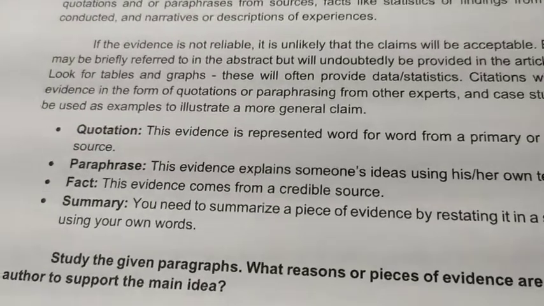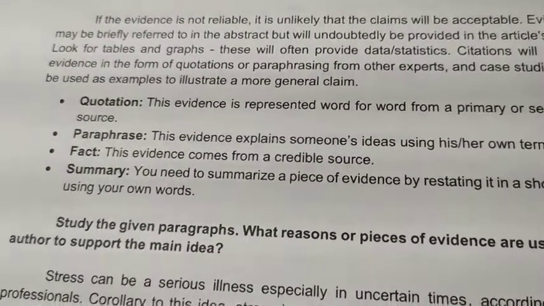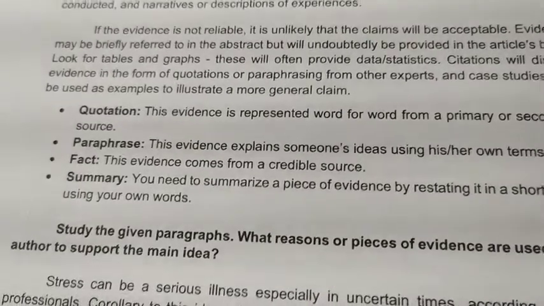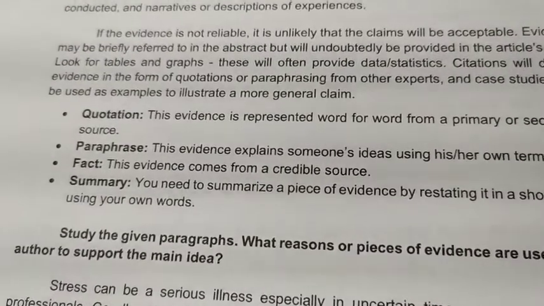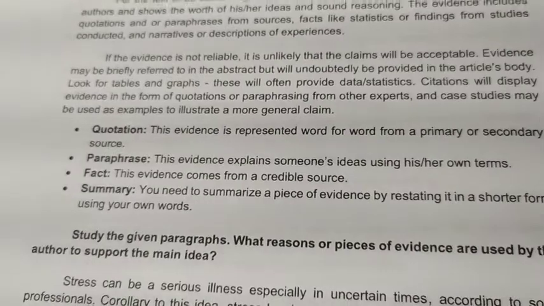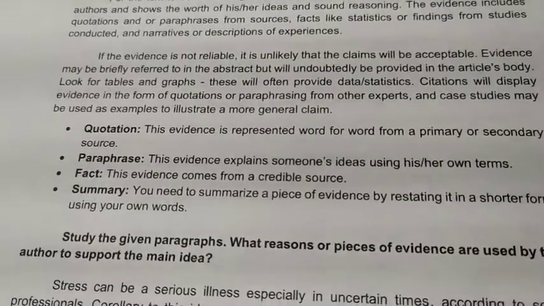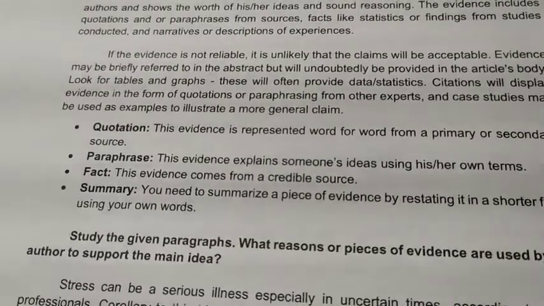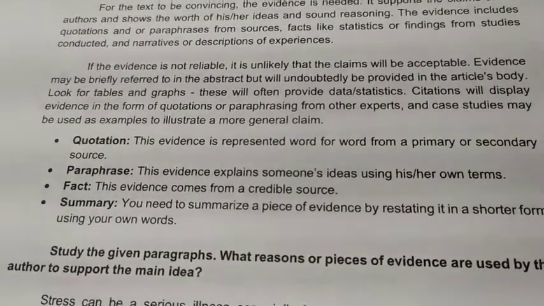So fact: this evidence comes from a credible source. When you say fact, no matter where you go, it will remain a fact. So it is not an opinion. An opinion might be true to some, but not to all. But when you say fact, it means it is true to someone and to all. So summary: you need to summarize a piece of evidence by restating it in a shorter form using your own words. For example, your fact is very long. It's about a particular law or constitution. You don't have to include all of it because it is quite long. What you need to do is to have a summary where the important thoughts and the general message are always present.